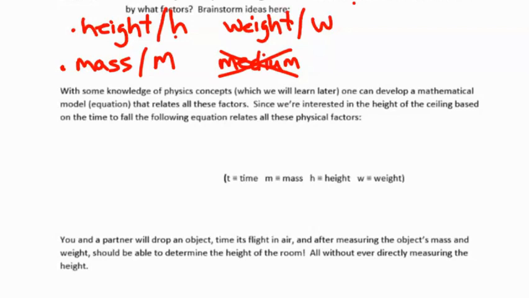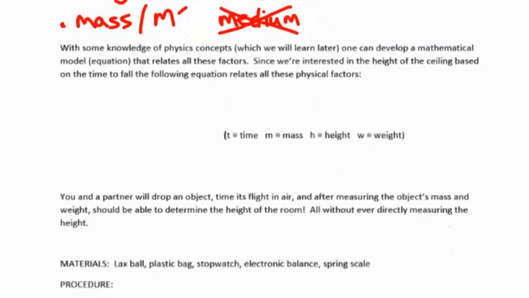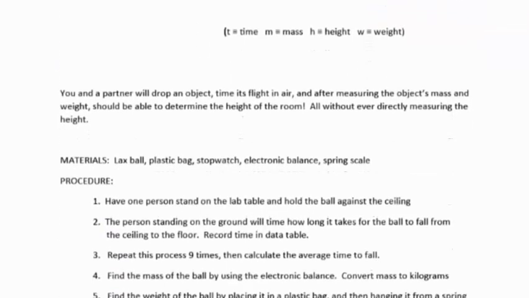Okay, so we have four variables: height, mass, weight, and time. And so there's an equation that relates all those for a free fall event, which is what we're going to be doing. You don't have to derive that. I'm just going to give that to you. Eventually, we will learn that.